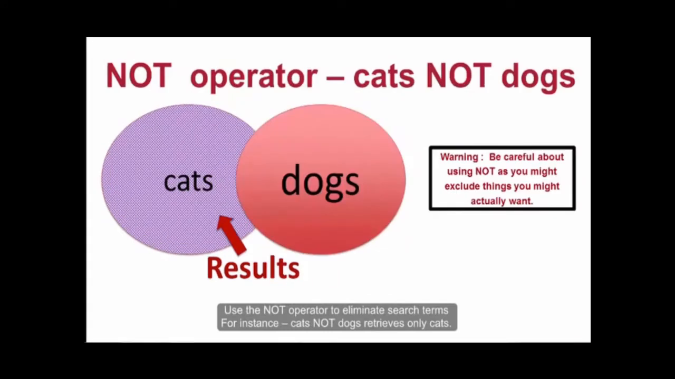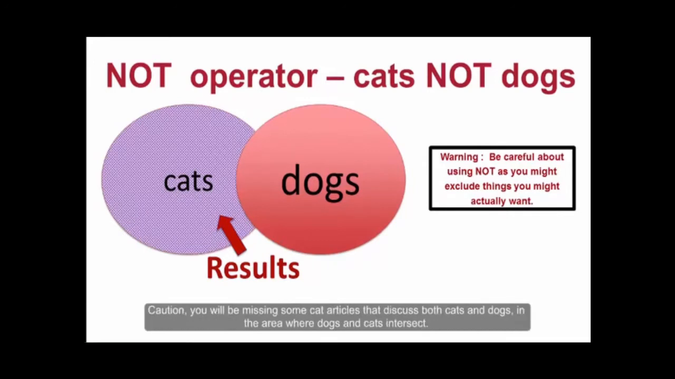Let's continue. Use the NOT operator to eliminate search terms. For instance, cats NOT dogs retrieves only cats. Caution: you will be missing some cat articles that discuss both cats and dogs in the area where dogs and cats intersect.